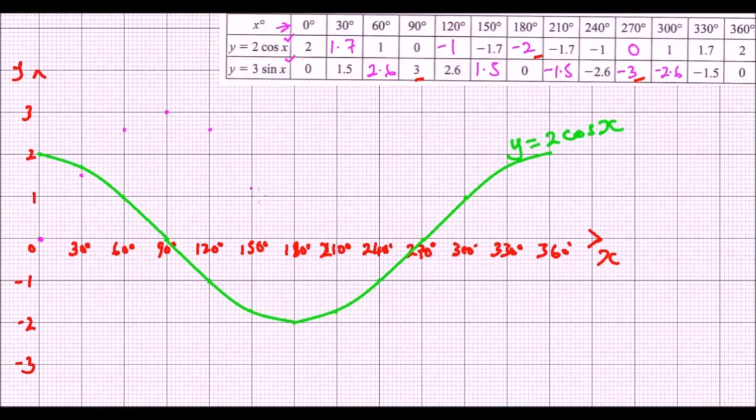150, it is 1.5. So 1.5 there. When it is 180, y is 0. So that's our point. When it is 210, y is minus 1.5. So minus 1.5 there. 240, it is minus 2.6. So minus 2.6 should be there. When 270, it is minus 3. So we have a point there. 300, it is minus 2.6. We have 330, it's minus 1.5.